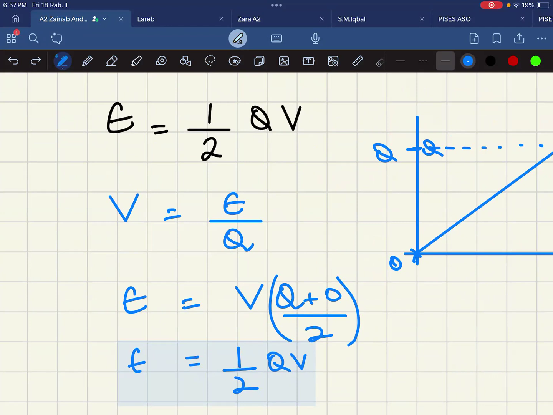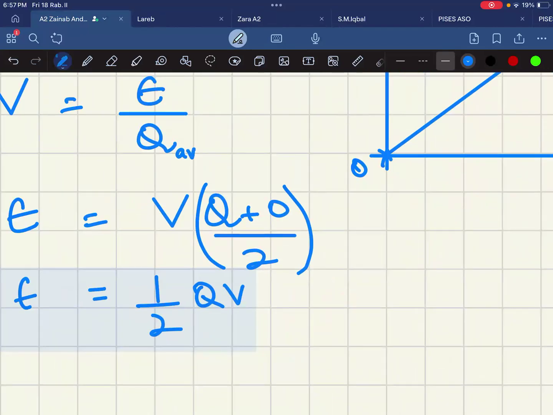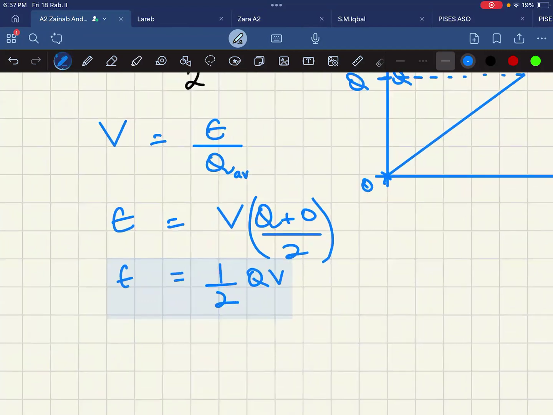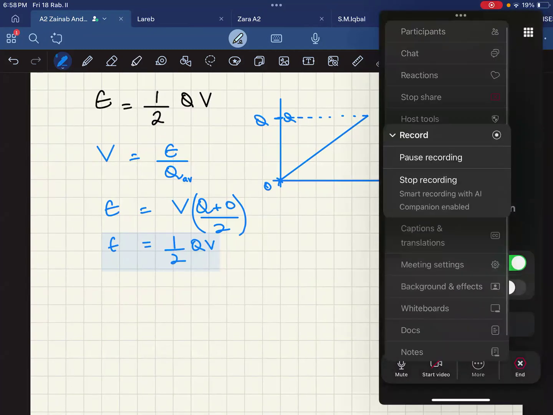And since charge is increasing linearly, something that increases linearly, you have to take its average. So you better write here average charge. Once you take an average, the average is the first value of charge, that is 0, plus the second value of charge, that is Q, divided by 2. This is how you derive the equation. Okay. Fine.